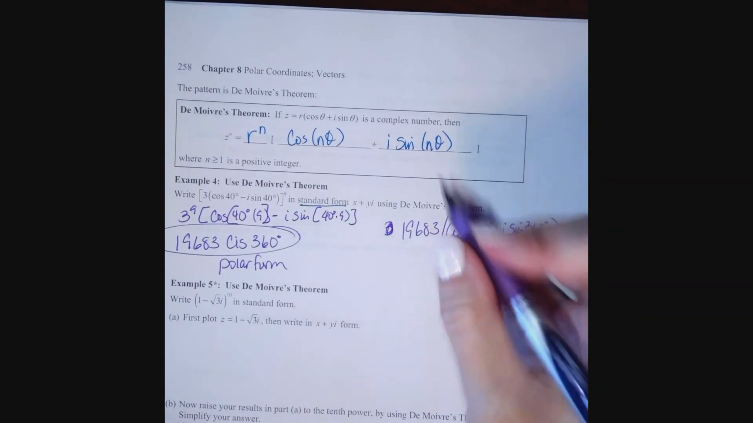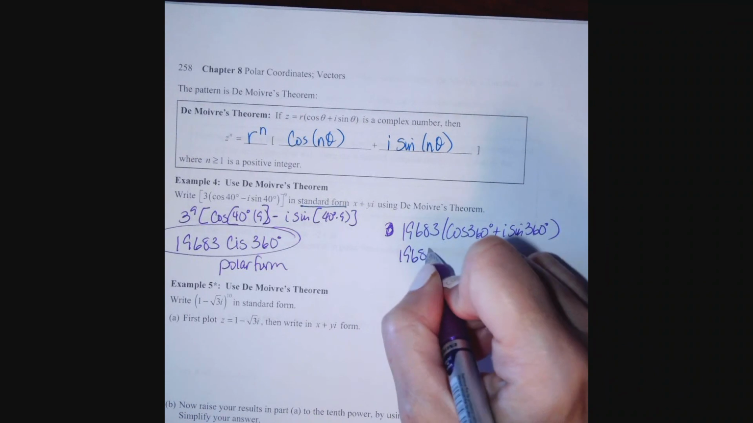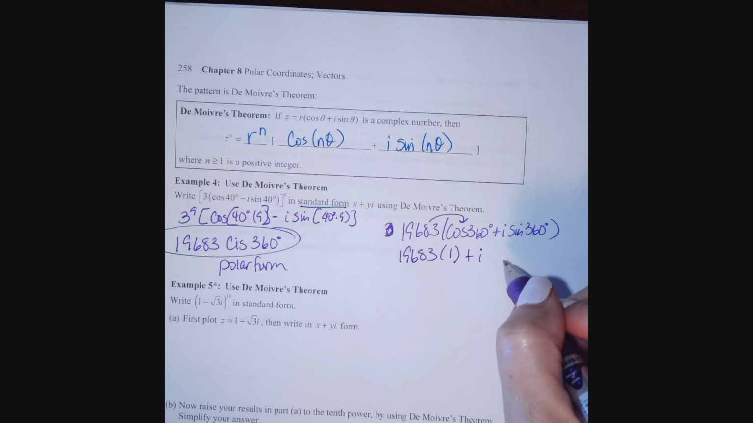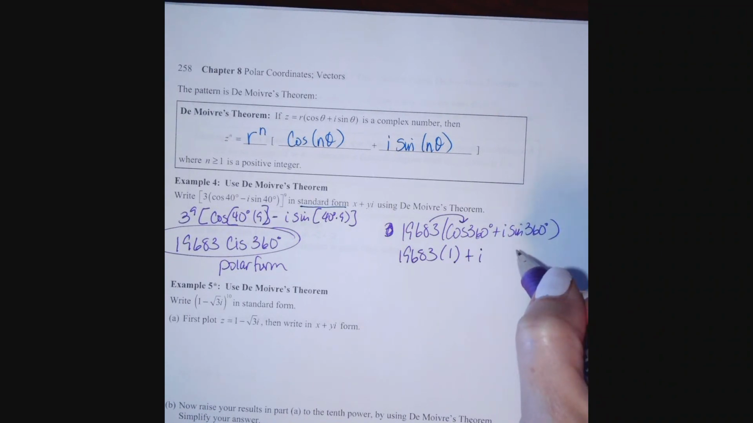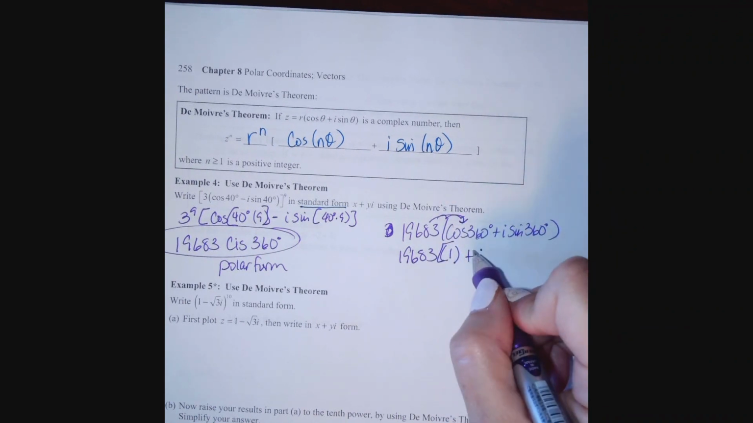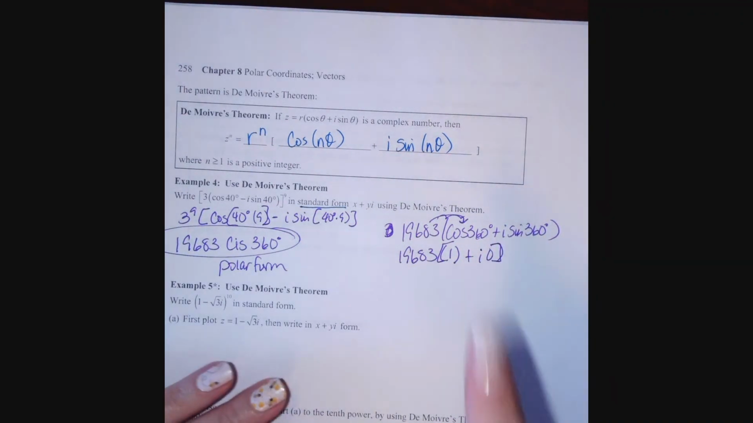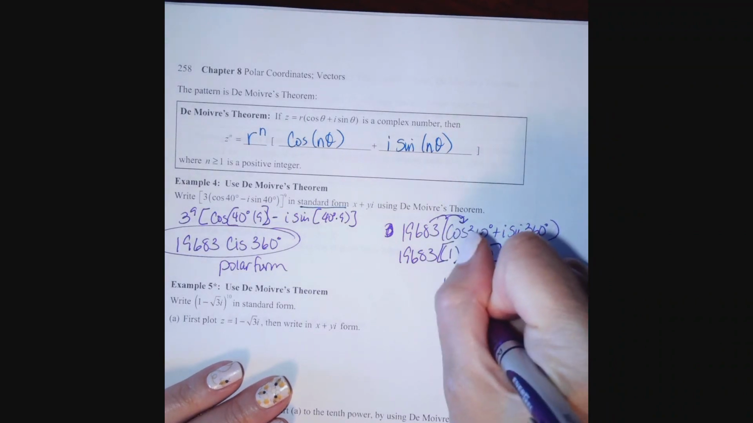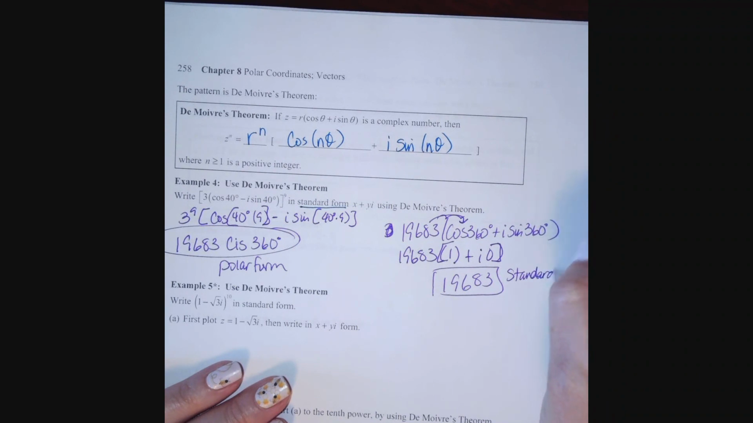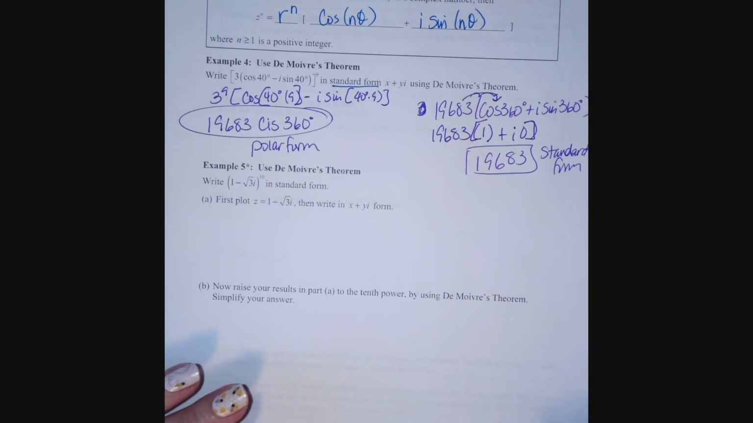Well, cosine of 360 is 1. So that's 19,683 times 1 plus i times the sine of 360. Well, let's not just multiply that in yet. Cosine of 360 is 1, i sine of 360 is 0. So that is i times 0, that just leaves me with 1. So 19,683 is my standard form of that complex number. Okay, let's go again.